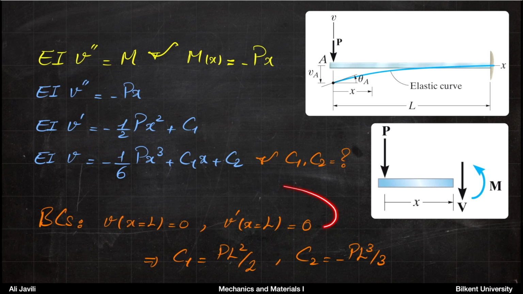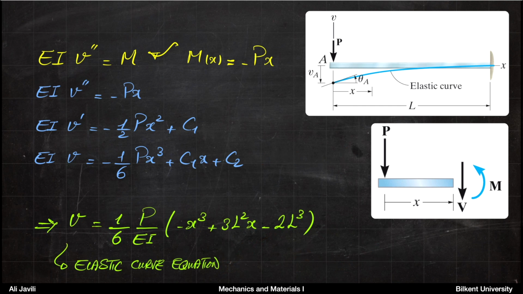If you insert these two into the equations that you have here, you calculate C1 and C2. Now you insert C1 and C2 in the deflection function, and this is your elastic curve equation. That's all you wanted to calculate. But since you have the elastic curve equation, you can also calculate its derivative to compute the angle theta, and that would be the relationship for the angle theta in this problem.